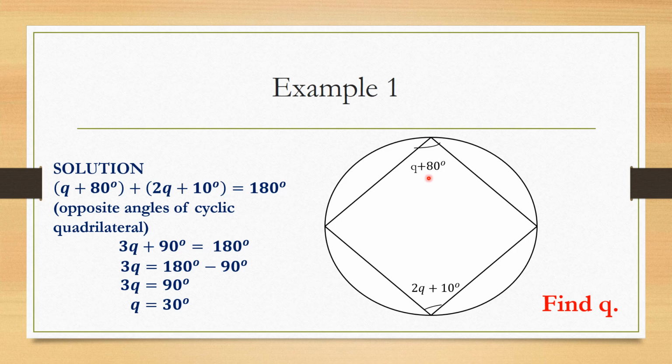Okay, so here is q plus 80 degrees and it is opposite to 2q plus 10 degrees. So you can see it here, and the sum is equal to 180 degrees because opposite angles of a cyclic quadrilateral sum to 180 degrees. So gather the like terms, and then we have 3q plus 90 degrees equals 180 degrees. Subtract 90 from both sides and we have q to be 30 degrees. Okay, so that is the answer. So try it and drop your comments.